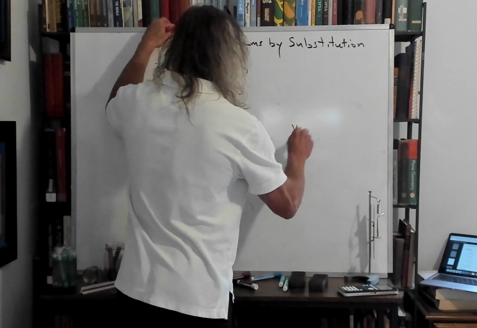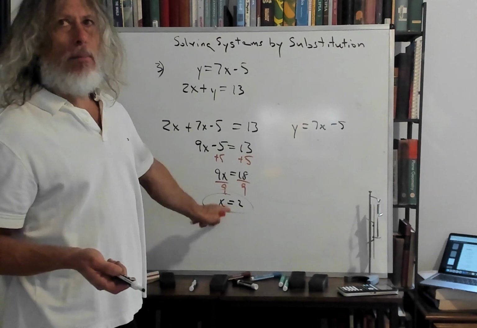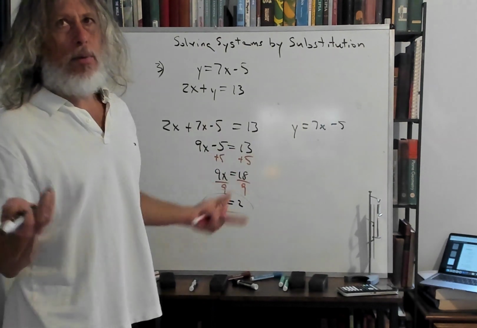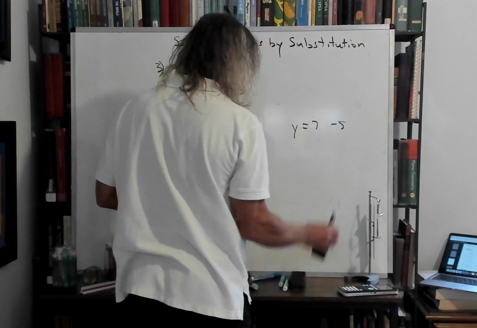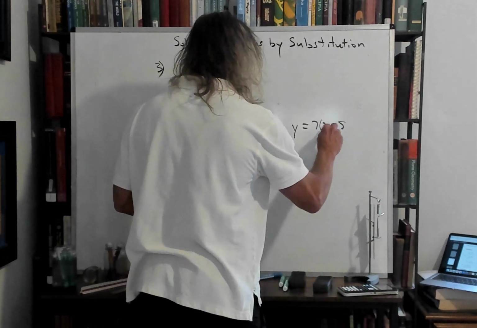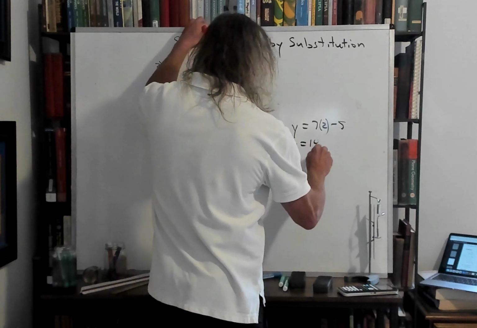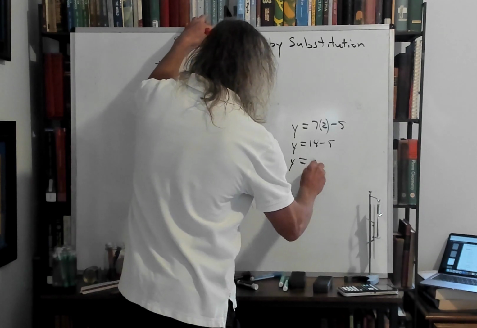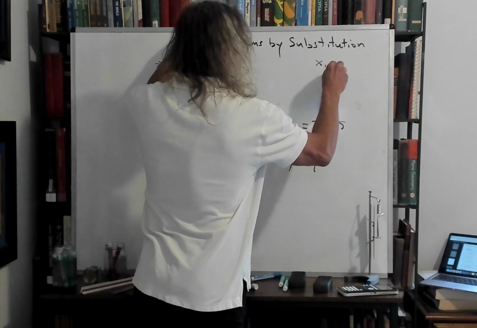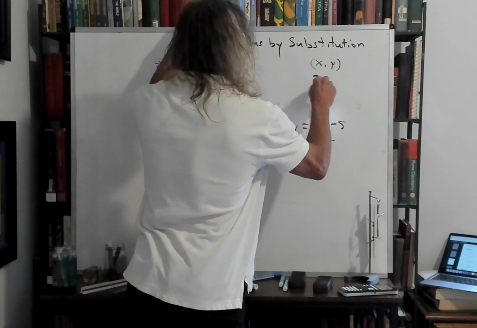So y is 7x minus 5, but x is 2. So in place of the x, I can put a 2. X is 2. 2 is x, and x is 2. So 7 times 2 is 14. 14 minus 5 is 9. So the ordered pair we're looking for is 2, 9.